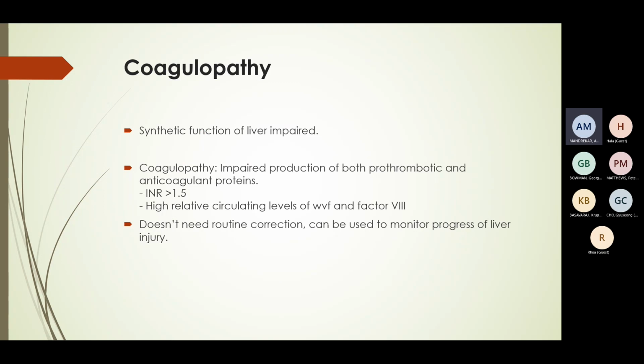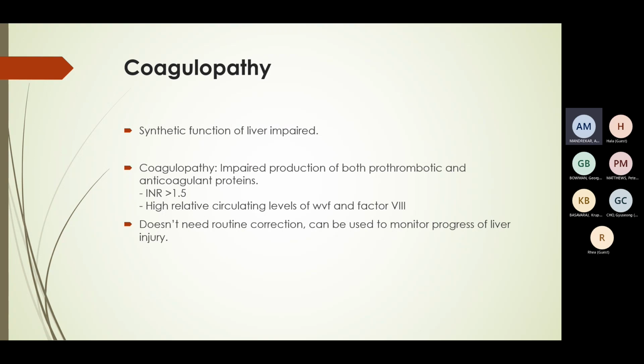Coagulopathy, I won't blast on too much about this, but this is because the synthetic function of the liver is impaired. Lots of clotting factors, coagulation factors, factors that are both prothrombotic and anticoagulant are produced by the liver. Therefore, if you had some kind of acute insult, or if it's a chronic insult, then that production is going to be impaired, and therefore you will see the outcome of that in your coagulation screen.